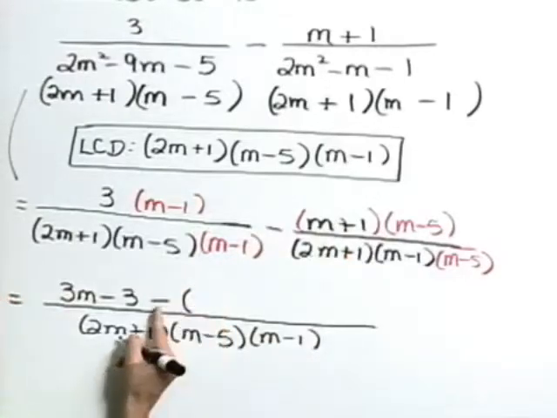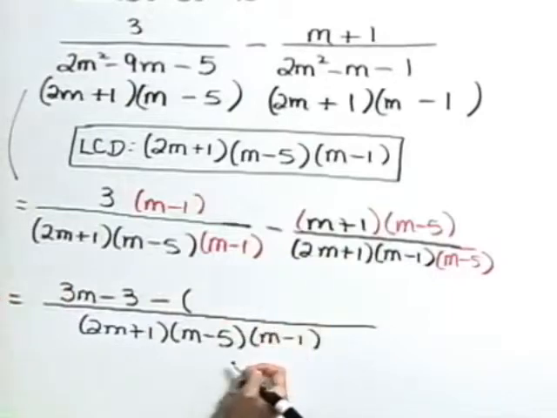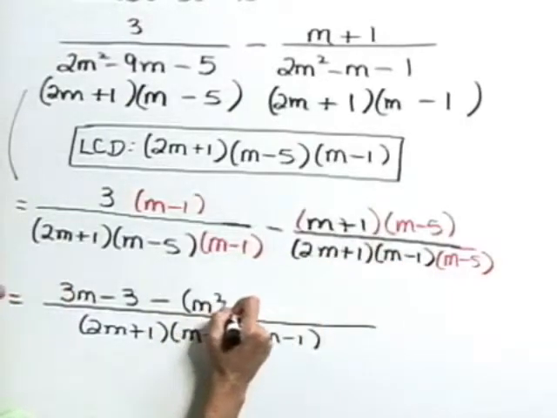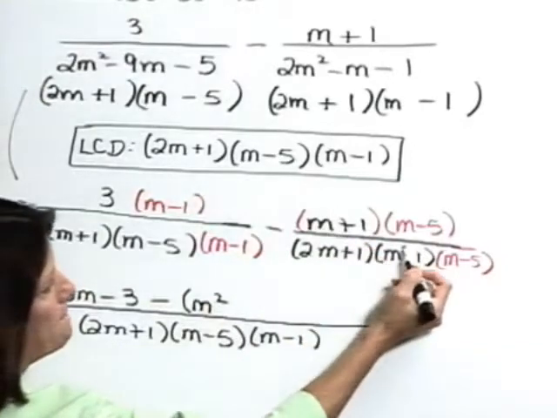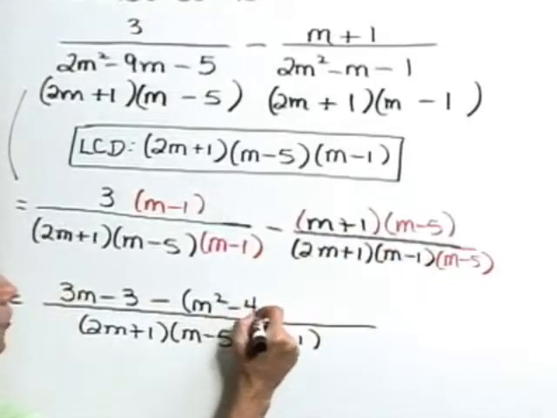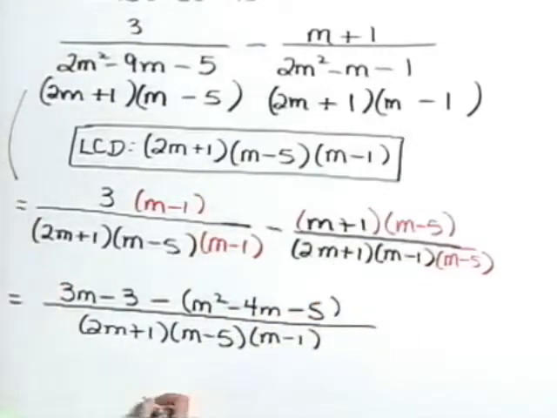So I'm going to put a subtraction symbol and then open a parenthesis so I remember to subtract everything that follows. Let's FOIL this numerator, getting m squared, outer product minus 5m, inner product plus 1m gives a minus 4m, and lastly a minus 5.